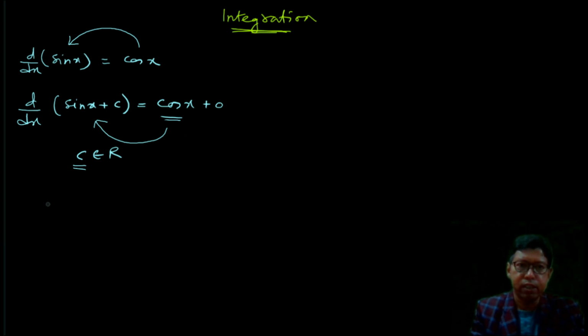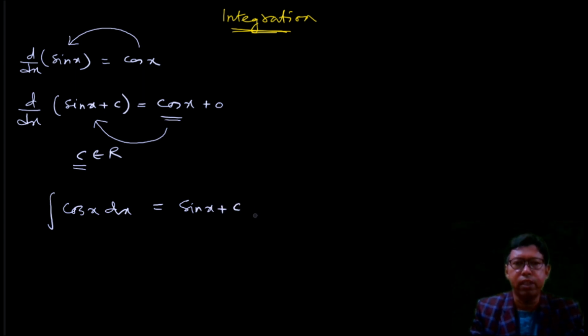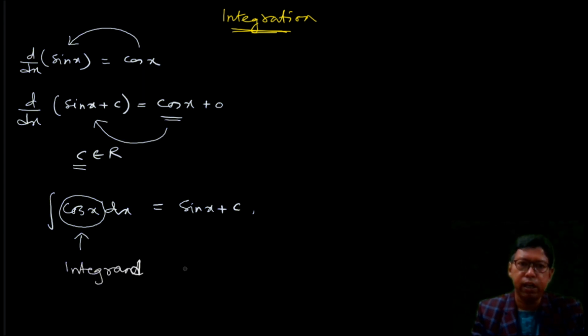So for the reverse process, the sign is this one: integration of cos x with respect to x. It will be sin x plus c, where c is an arbitrary constant, or you can say that c is an integration constant. Okay, so according to the values of c, the integrals may be different. What is cos x? Cos x is the integrand. This is your integrand, and this result is known as the integral. So the antiderivative of any function gives you the integral.